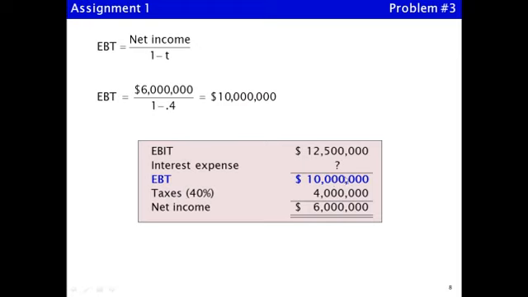I now know EBT is $10 million. We weren't asked to do it, but I went ahead and filled it in. It must have been $4 million in taxes. And we can see 10 minus 4 is $6 million. Well, if EBT is $10 million, EBIT was $12.5 million, interest expense obviously must have been $2.5 million.